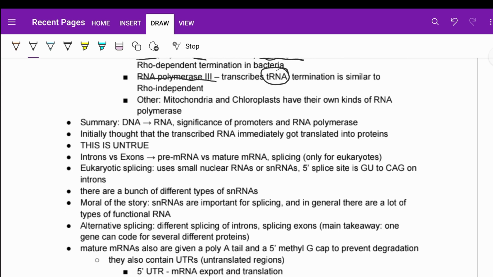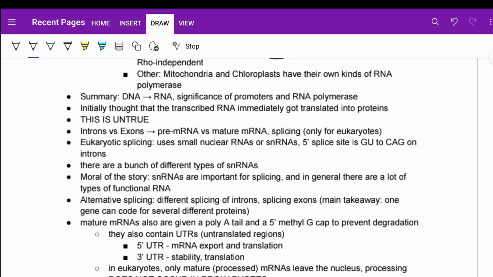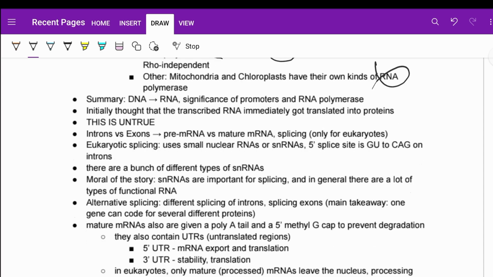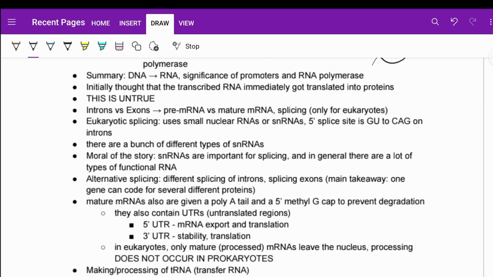Mitochondria and chloroplasts have their own kind of RNA polymerase because they have to do their own transcription, but it's basically the same. It's just like a mini cell. This is not very important. Summary: transcription is the process of DNA to RNA. Promoters are important, and RNA polymerase is important. That's the broad overview of what you need to know for transcription.